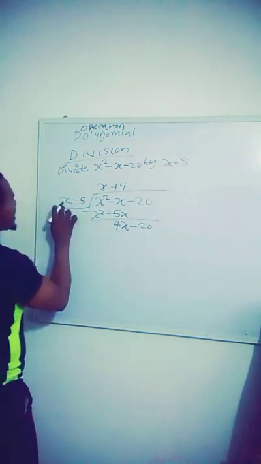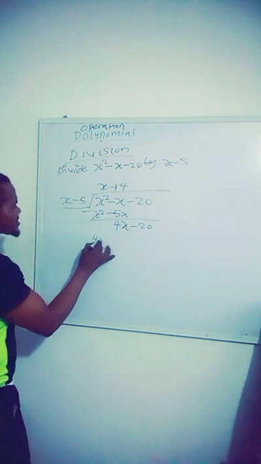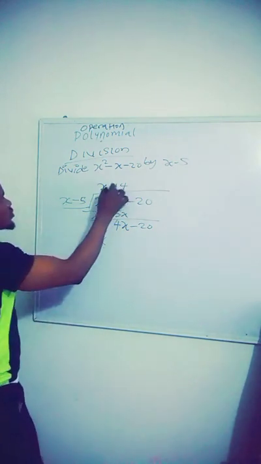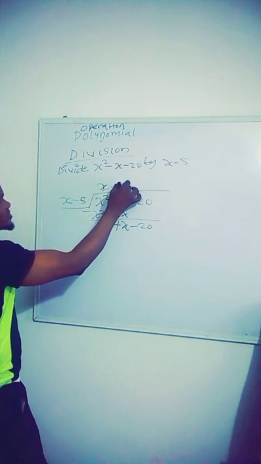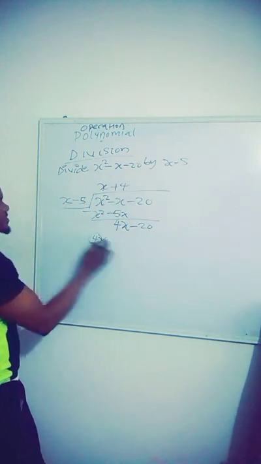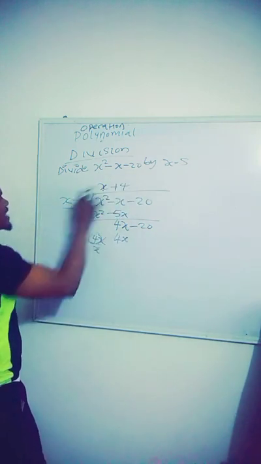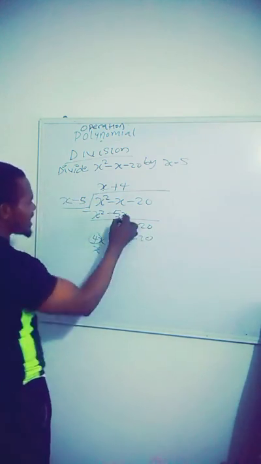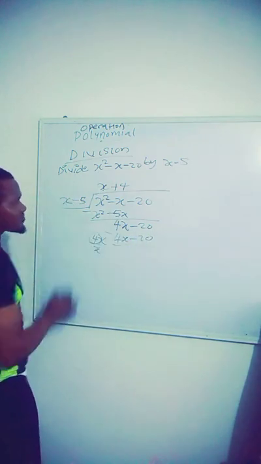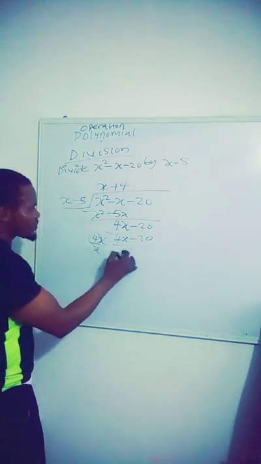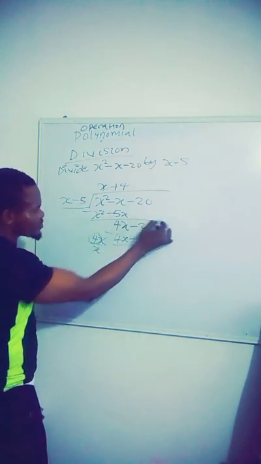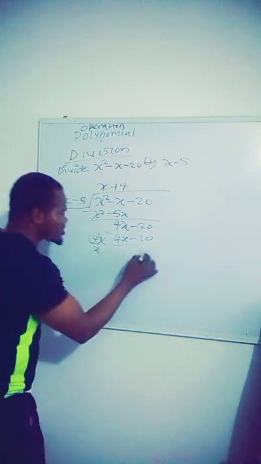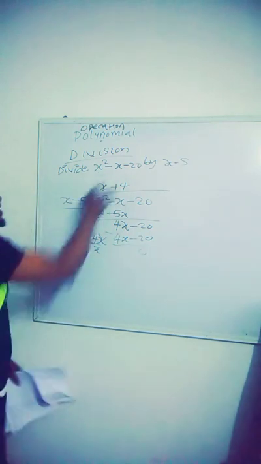Then this divided by this. So you are saying 4x divided by x. x cancel x. You are left with 4. So plus 4. That is why you saw 4 here. 4 times x, we have 4x. 4 times minus 5, you have minus 20. So the sign that will change this one to 0 is negative. So 4x minus 4x is 0. So minus 20 minus minus 20, you turn this one to positive. So this becomes 0. So your answer is this.